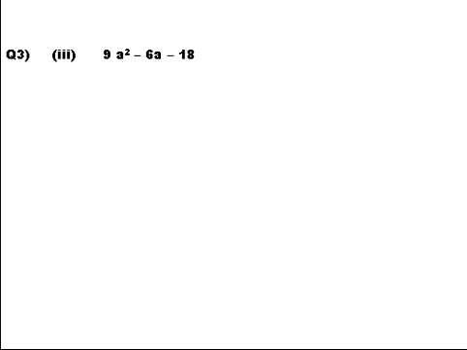Moving ahead with question number 3. In this part it is given 9a square minus 6a minus 18. The variables are not present in all the terms, so we will not take any common thing from the variables, because whatever you are taking common should be present in each and every term. So we are going to focus only on the numbers. 9, 6, 18. They all come in the table of 3. So taking 3 common, what is left in the expression? Within the bracket we will write 3a square minus 2a minus 6.